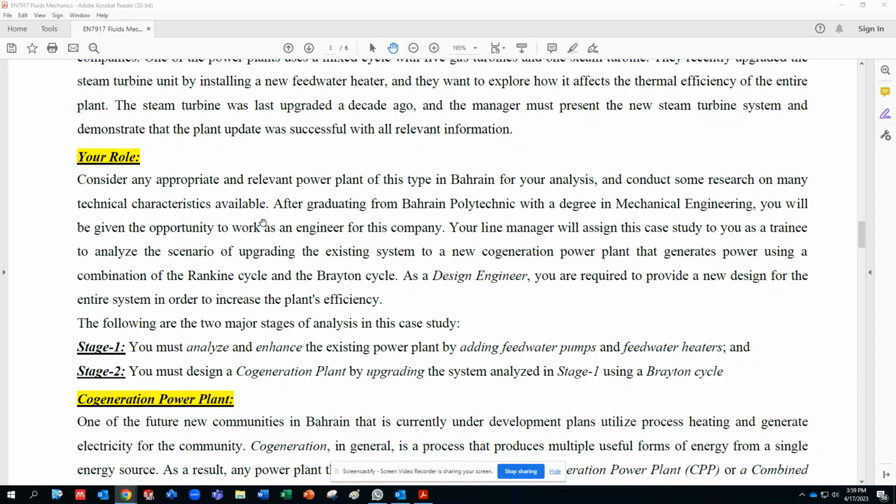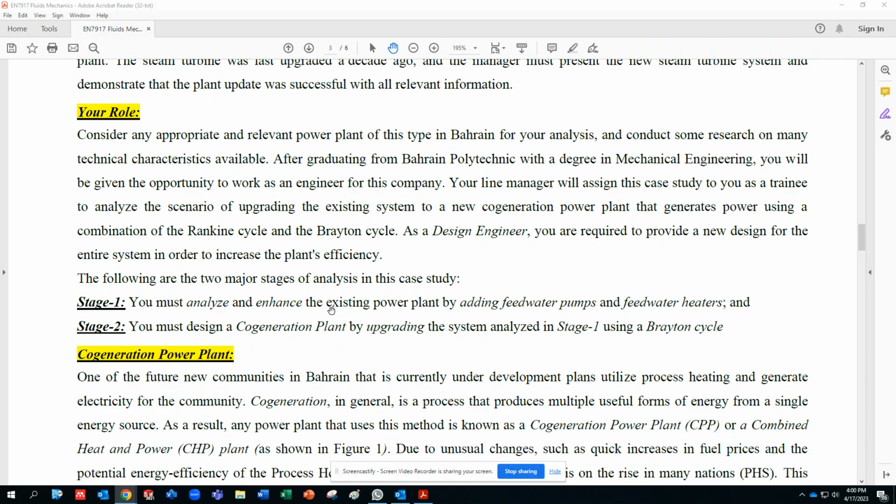Now, your role: assume you are given a chance to work for that company, for that power plant, and your line manager has given you the task of estimating the performance of the power plant and enhancing it using both stages. As a design engineer, you have to provide a new design for the entire system in order to increase the plant efficiency.